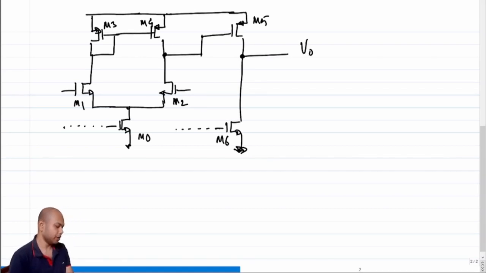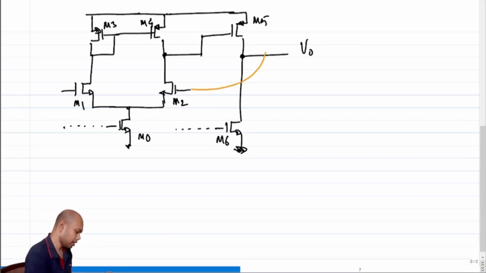Now a quick refresher. Let's say I want to put this in a unity gain negative feedback configuration. Where should V not connect, to the gate of M1 or the gate of M2? So how do I know? Let's assume V naught is connected to the gate of M2, like this. Let's go around and see whether it's indeed in negative feedback.